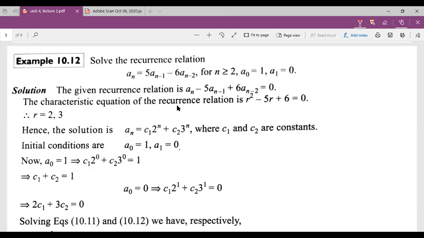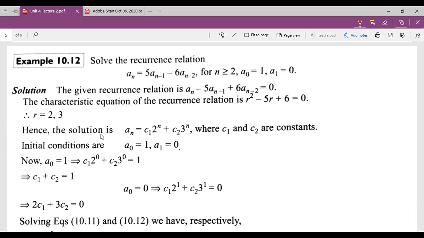So the characteristic equation of the recurrence relation is, in place of a_n we write r^2, minus 5r, plus 6 is equal to 0. So we solve this equation r^2 - 5r + 6 = 0. We get the roots 2, 3. We get the characteristic roots 2, 3. 2 and 3 are real and distinct roots.